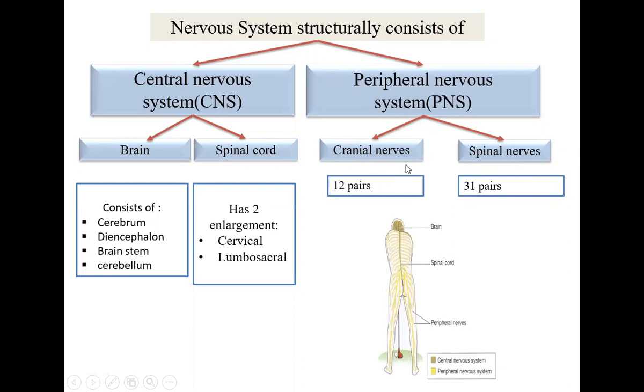What is the difference between cranial nerves and spinal nerves? Cranial nerves come from the brain and the brain stem. Spinal nerves come from the spinal cord.